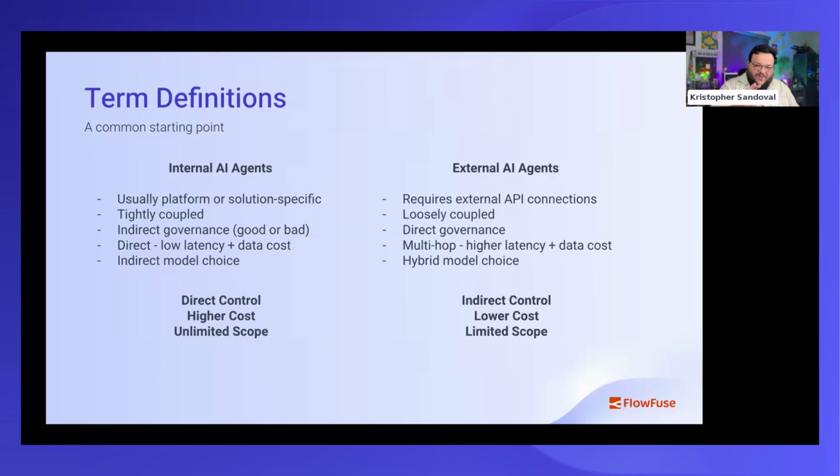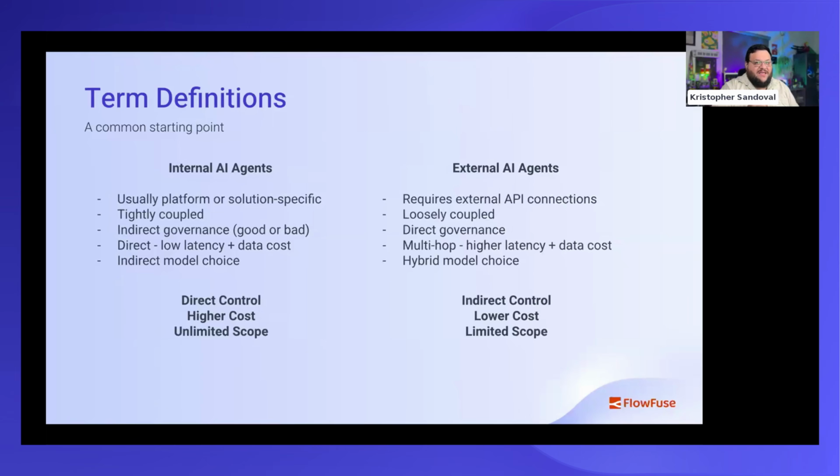That's not really what we're doing here, because there's some abstraction there of data control, the nexus of control for data. When we talk specifically about external agents, we're more talking about the control and the data that interacts with that, where that is located in relation to the AI itself. So let me give you an example. When we talk about internal AI agents, we're talking about a platform or a solution-specific implementation.